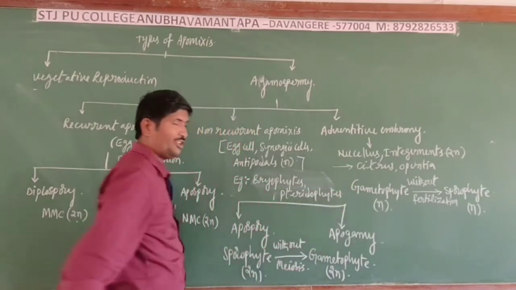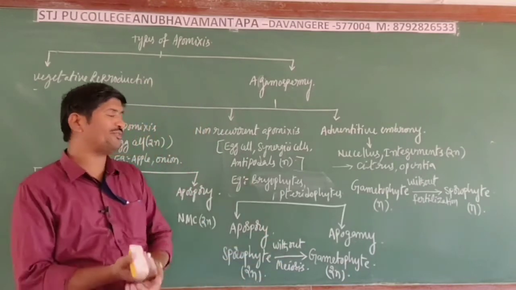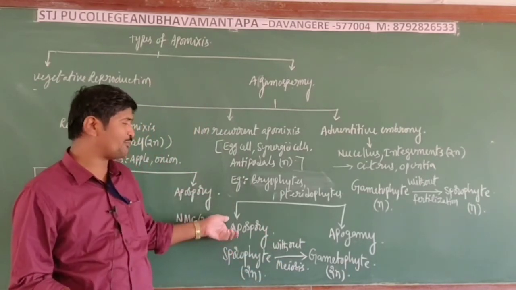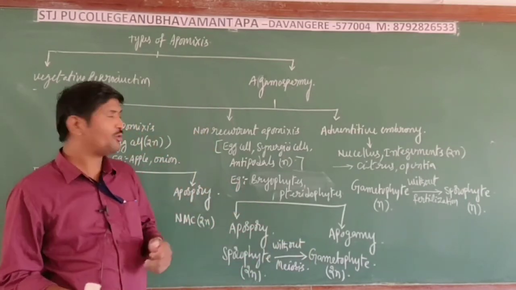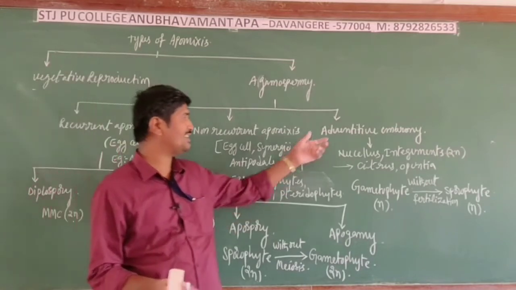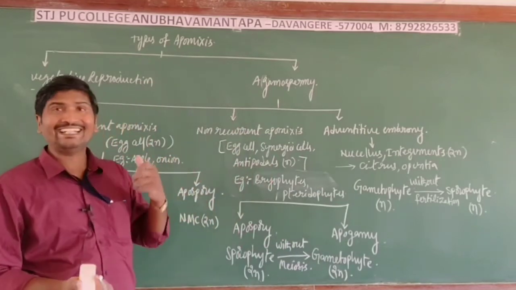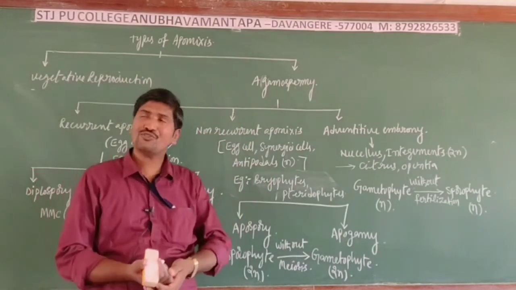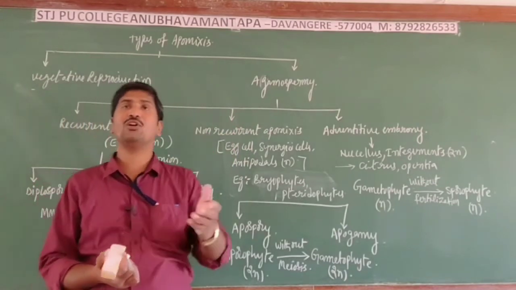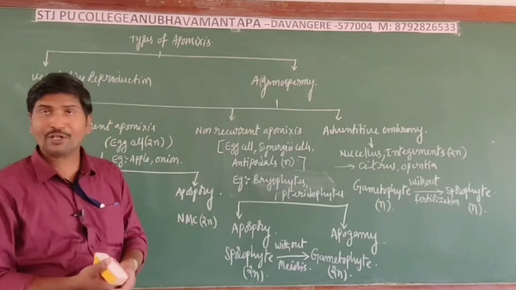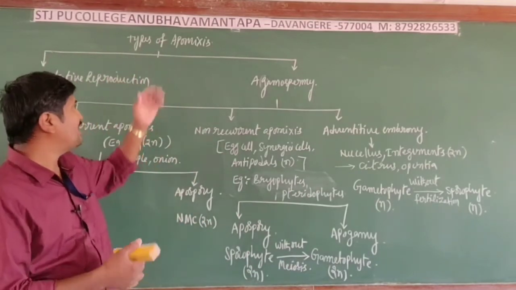Apospory and apogamy are commonly seen in bryophytes and pteridophytes. So this is non-recurrent apomixis, this is recurrent apomixis, and this is adventitious embryony. These are the three different types of agamospermy. Without fusion of male and female gametes and without meiosis, the embryo or seed is developed. These are the different types of apomixis.